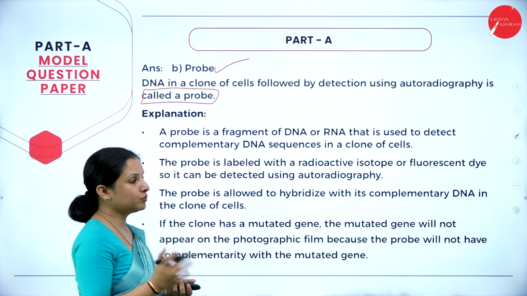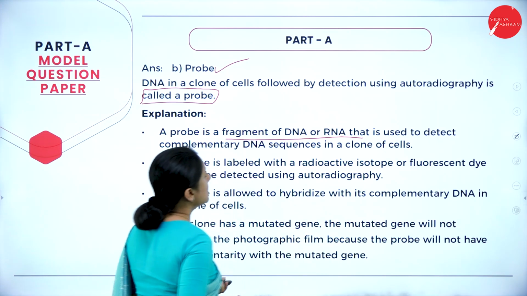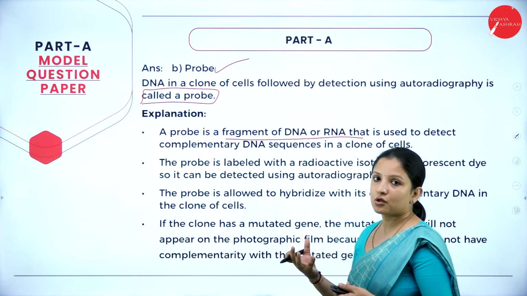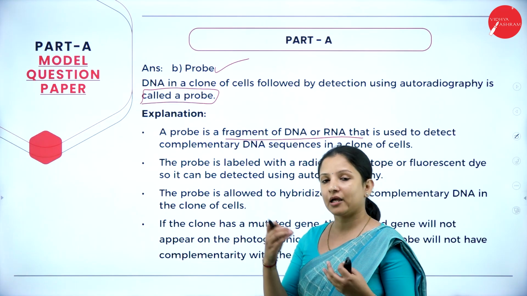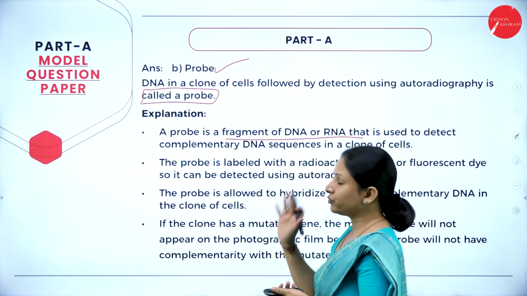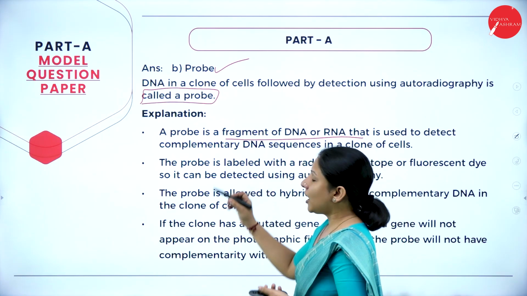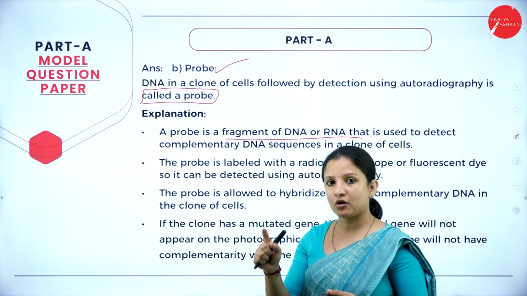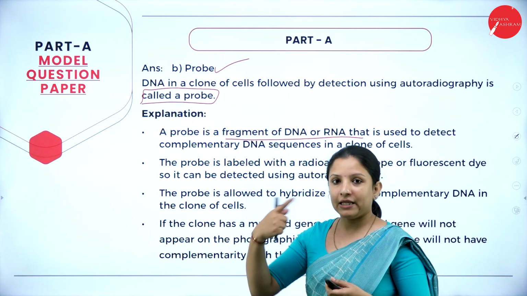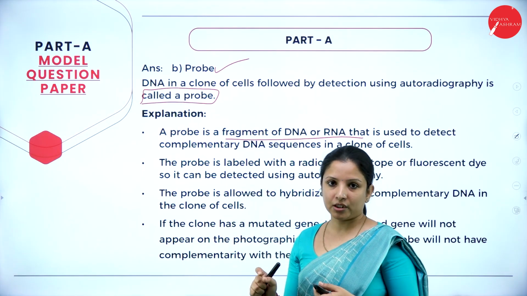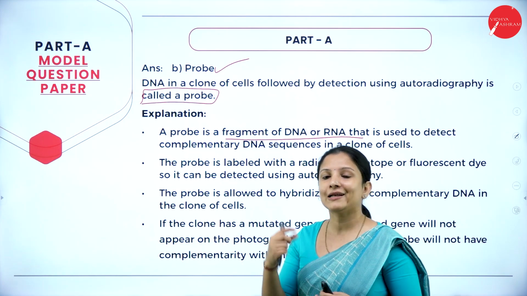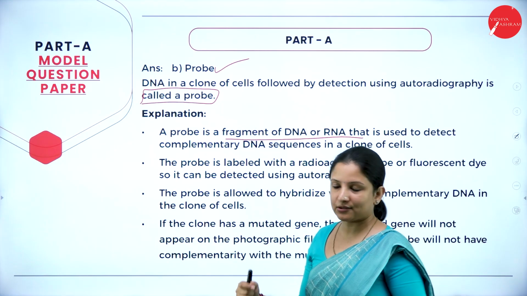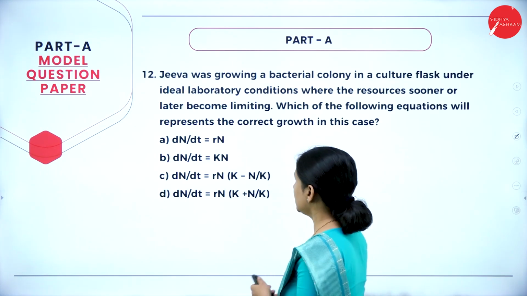So, first we need to know what a probe is. A probe is a fragment of DNA or RNA that is used to detect the complementary DNA sequence that is present in a clone of cells, because multiple clones will be there. Which one do we need to detect? We need to introduce a probe there. And how can we get to know that the probe has gone and attached to the complementary DNA strand? Because the probe will be autoradio-labeled. So, therefore, when it goes and attaches to that particular DNA strand and when we see it under the UV light, it will emit light. So, therefore, we can understand that, okay, this is the DNA of our interest and we can isolate it. So, that is the explanation that is given here.